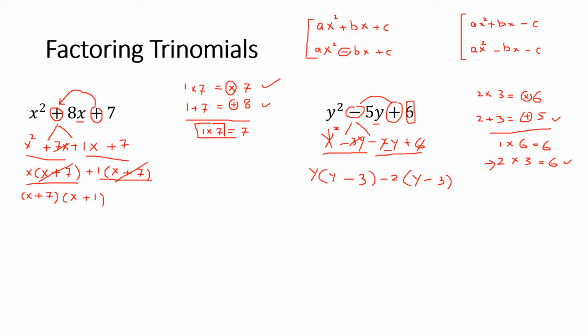Now we have two terms with two factors. The factor y plus 3 is common, so we are going to divide by y plus 3. When we divide by y plus 3, we will be left with y, and y minus 3, sorry, so we will be left with minus 2. So this is what we do in this factorization.